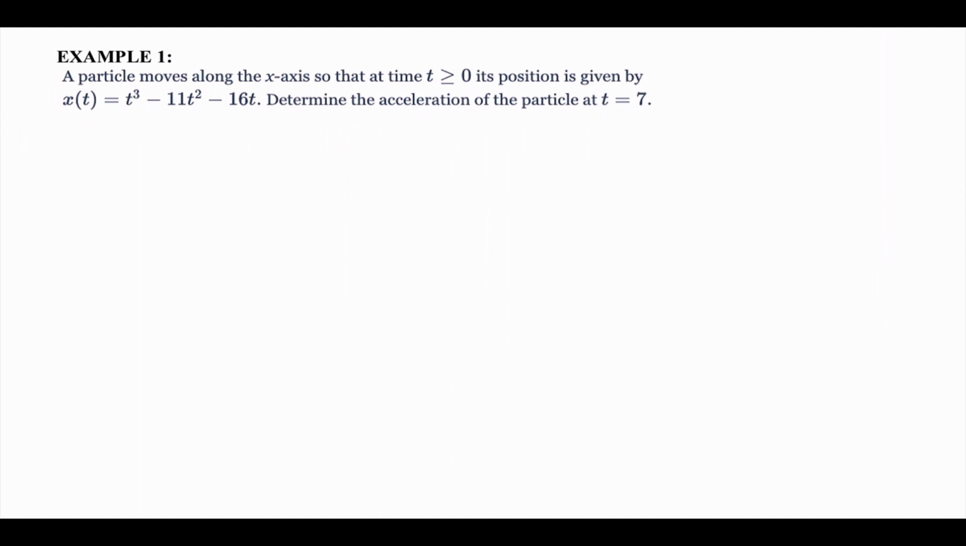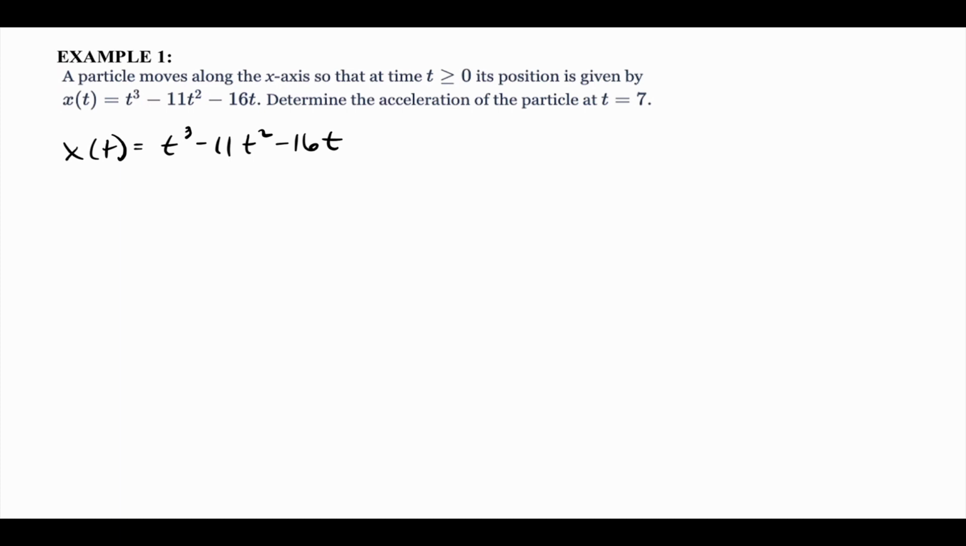Okay. So they've given us position. What's the relationship between position and acceleration? Second derivative, right? So to answer this question, first thing we're going to have to do is find the second derivative. Okay, so x of t is t to the third minus 11t squared minus 16t, right? That's position. The relationship between position and acceleration is second derivative. So I need to find the second derivative.